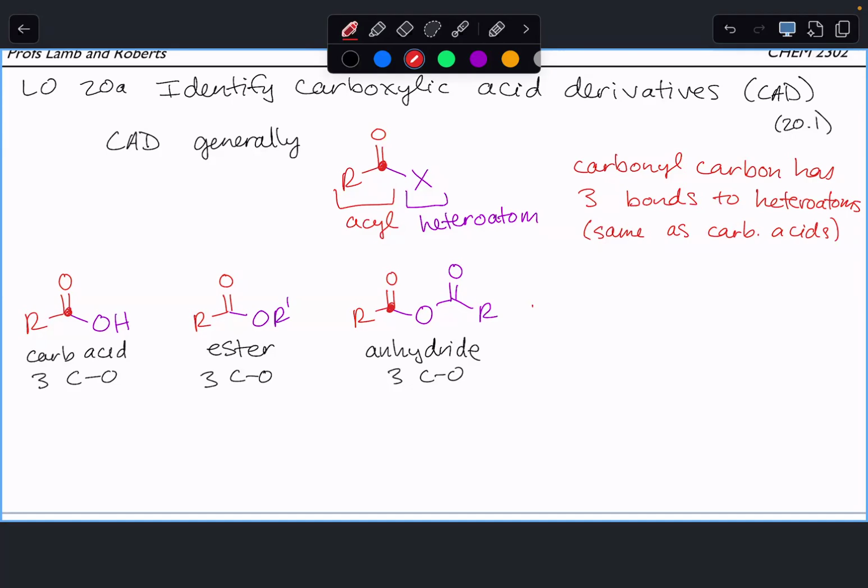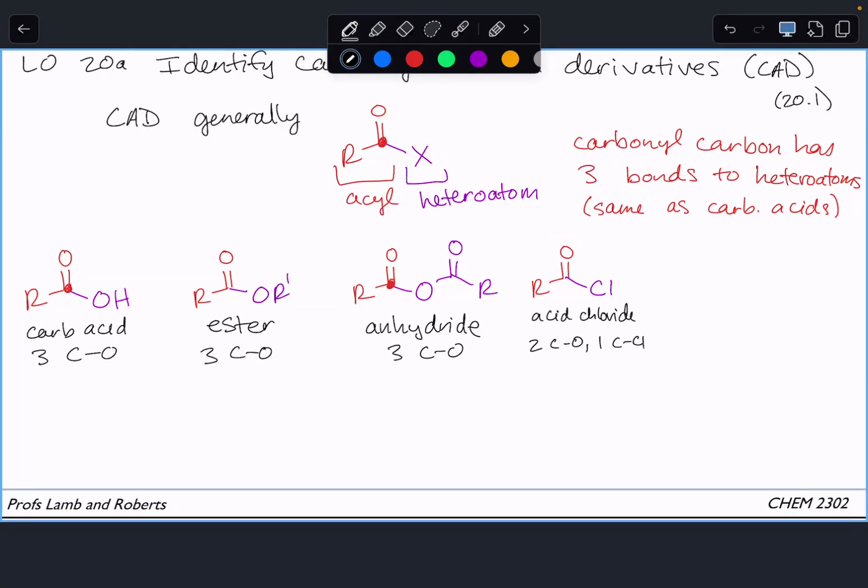Another one that you've seen previously is where that X is equal to chlorine. Again, Friedel-Crafts acylation, we use this acid chloride. In this case, we have 2 CO bonds and 1 CCl bond, but that's still a heteroatom. So 2 bonds to oxygen, 1 bond to chlorine, still 3 bonds to heteroatoms. So that's still in the same oxidation state. It's still a carboxylic acid derivative.